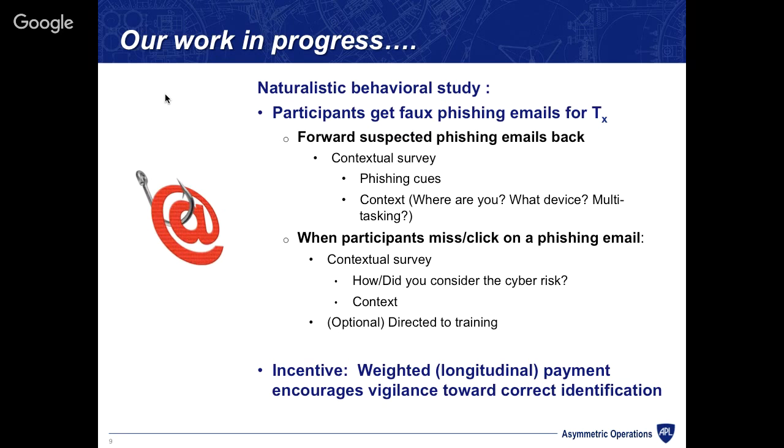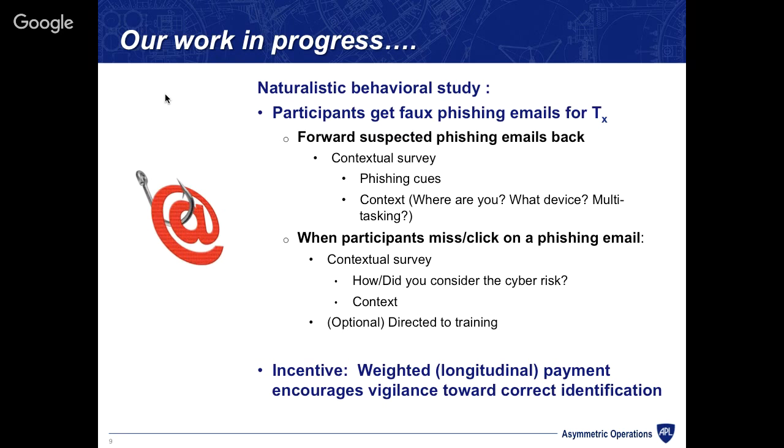So let's say you're on your way from one building to another on the Johns Hopkins campus, and you've pulled out your work phone, and you're checking your email as you're rushing across campus. Well, you're distracted. You're on a screen that's only this big. Are you more likely to fall for a phishing email, even if you are normally a very secure person?